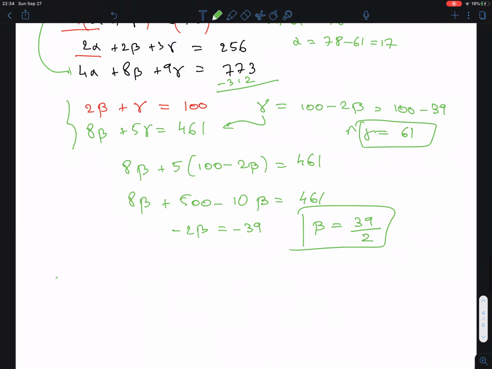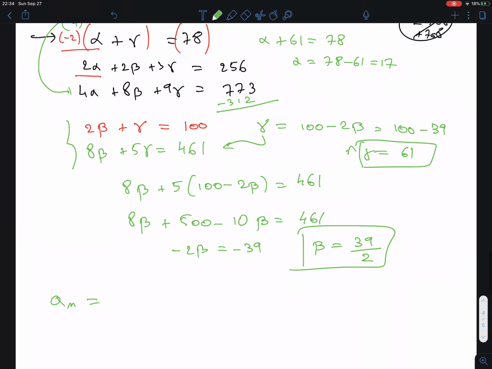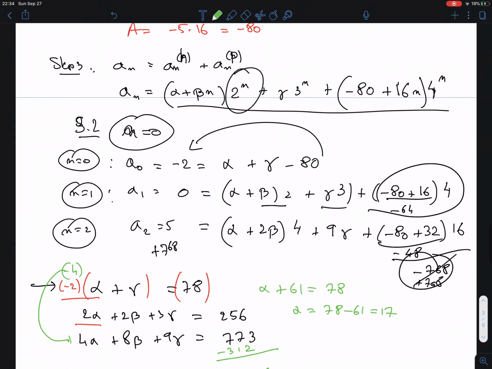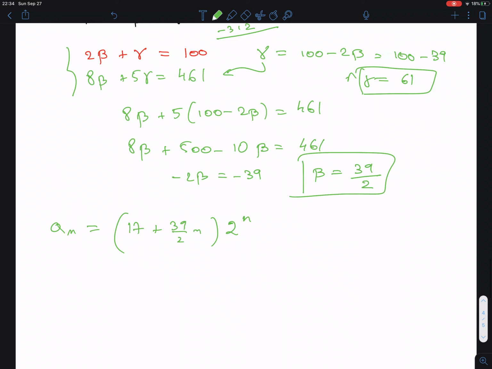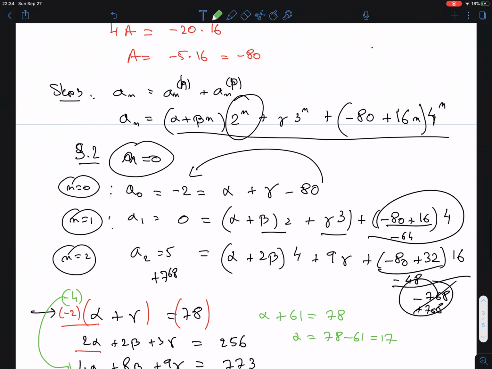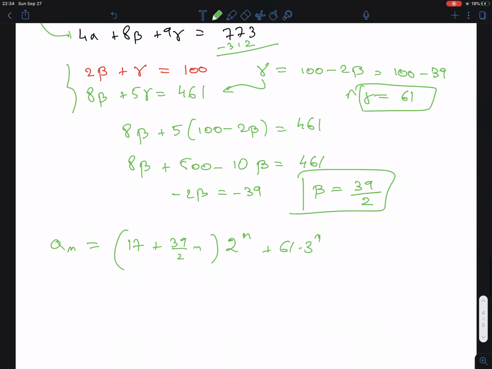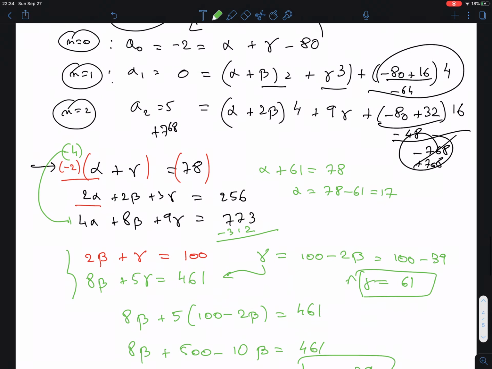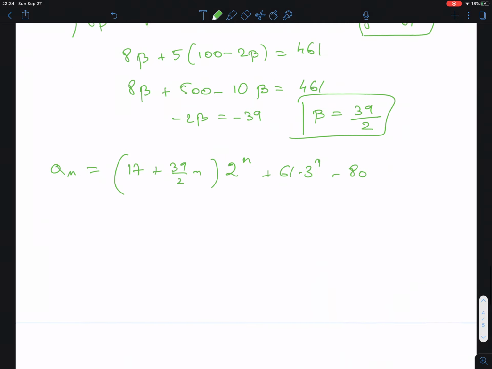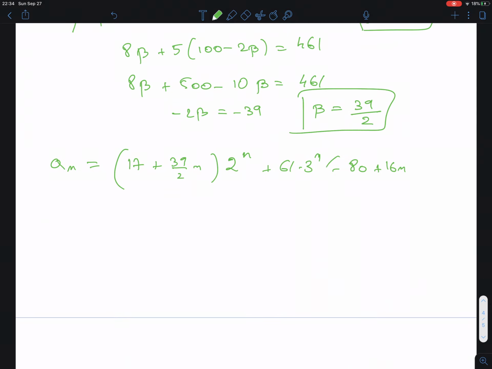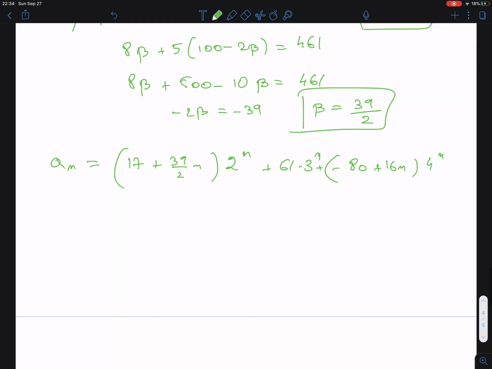So, all long story, what is the solution? Alpha 17 plus beta 39 halves times n, 2 to the power n, right? This was the power of 2, yes. Then we have the power of 3 with the gamma, that is plus 61, 3 to the power n. And then we have the non-homogeneous part, that is minus 80 plus 16n, 4 to the n, and there's a plus here also.